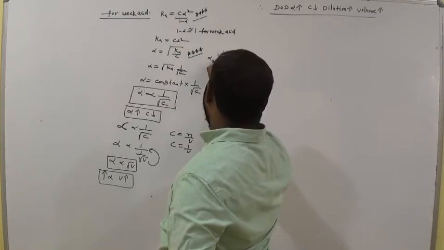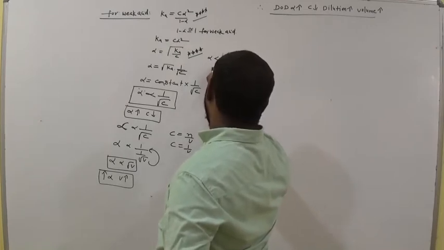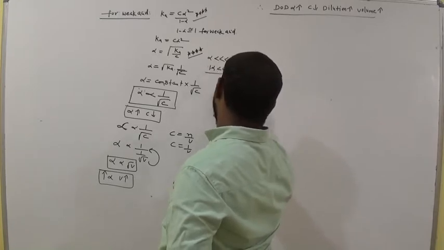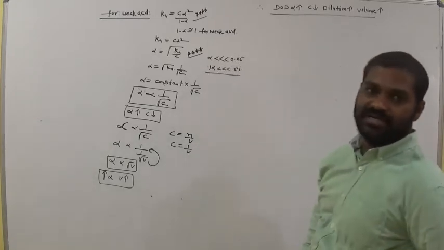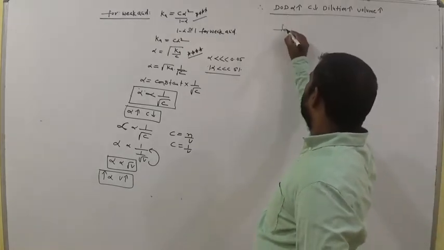Where alpha is less than 0.05 and percentage of alpha is much less than 5%. Is it clear, everyone? Next, come to the weak base.